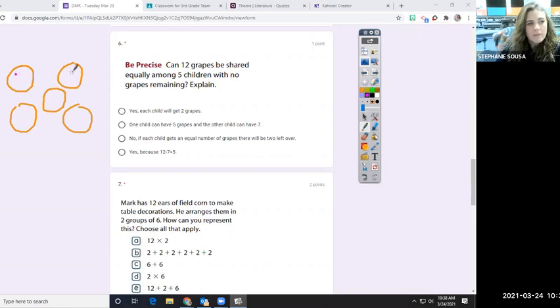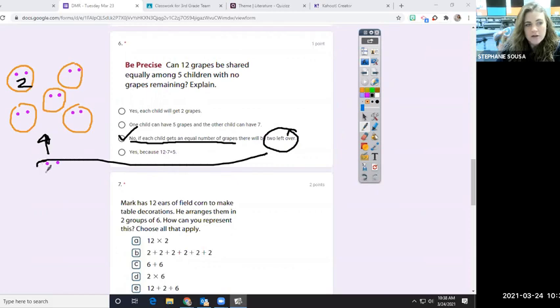I'm going to put 1 grape on each plate until I get to 12 grapes. So there's 1, 2, 3, 4, 5, 6, 7, 8, 9, 10. Uh-oh. I have 2 grapes left. I can't share those with all these kids. There's no way to split that up. So the answer is no. If each child gets an equal number of grapes, which is 2, there will be 2 left over that cannot be shared unless we chopped them up. And let's be honest, who wants a chopped up grape? All right.